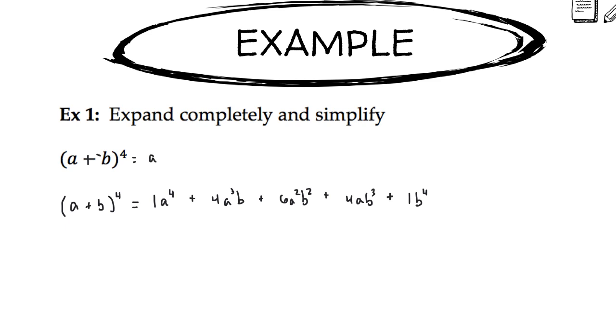And so the expansion would look like this: a to the 4th minus 4a cubed b plus 6a squared b squared, that was positive because it's b to an even power, minus 4ab cubed, a negative since the b is to an odd power, plus b to the 4th. And that's all there is to it.